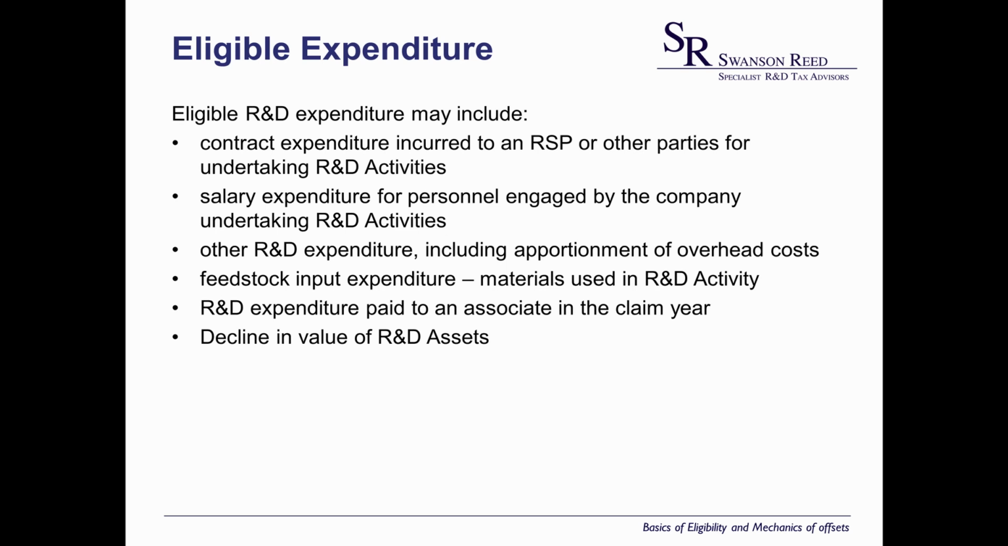Once the R&D tax offset rate is determined, eligible R&D expenditure a company may claim includes contract expenditure incurred to an RSP entity or other parties for undertaking R&D activities, salary expenditure for personnel engaged by the company undertaking R&D activities, other R&D expenditure including apportionment of overhead costs, feedstock input expenditure, that is, material used in R&D activity, R&D expenditure paid to an associate in the claim year, and the decline in value of R&D assets.